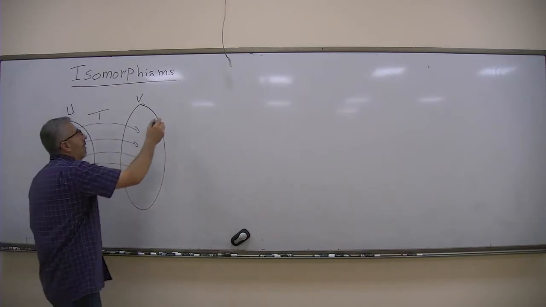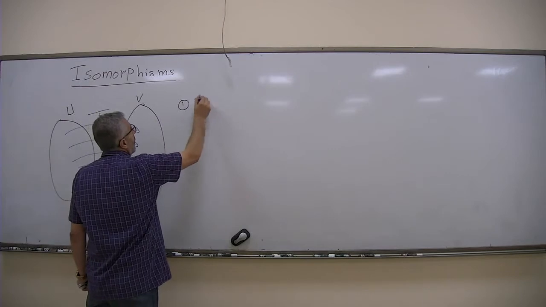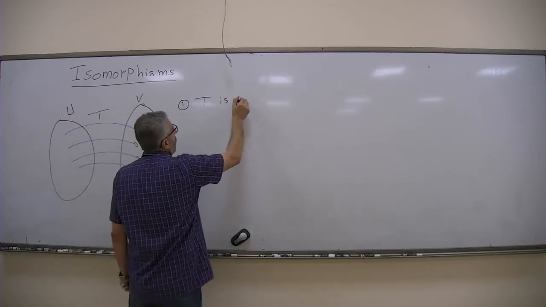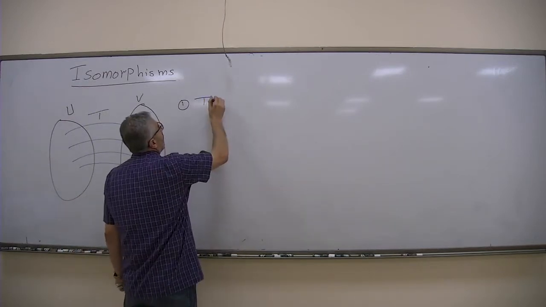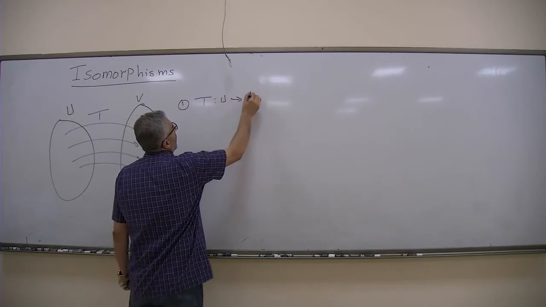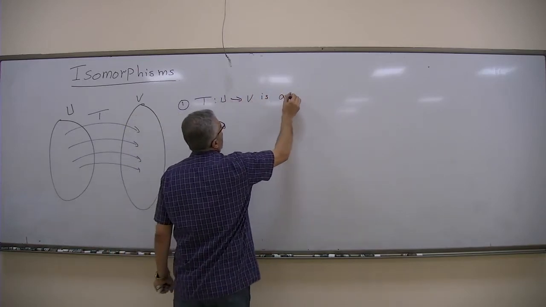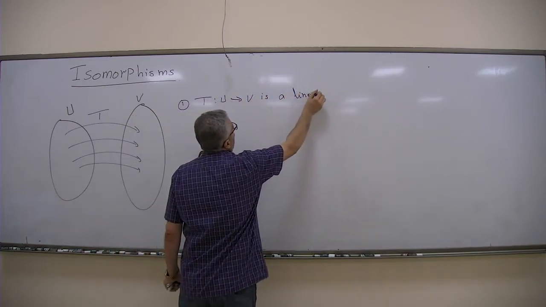Number one, T from U to V is a linear transformation.